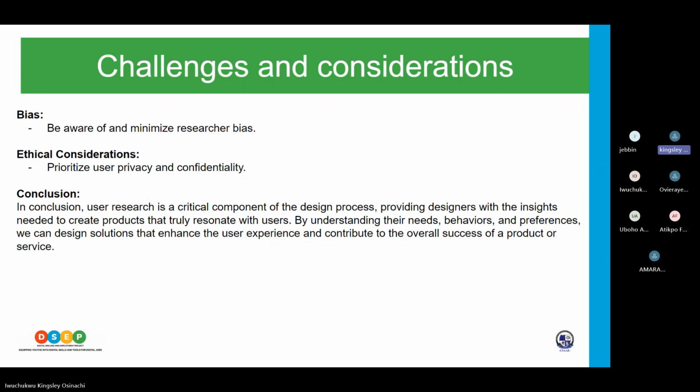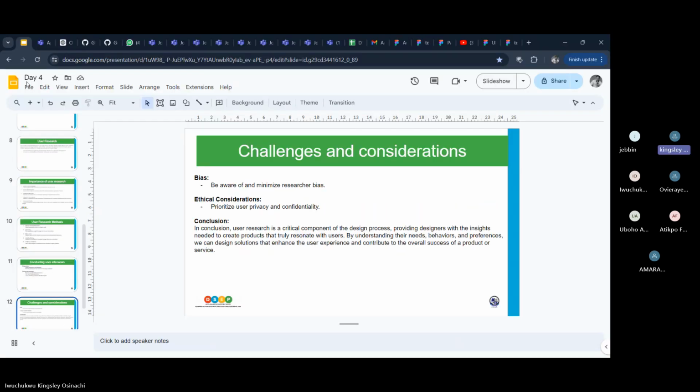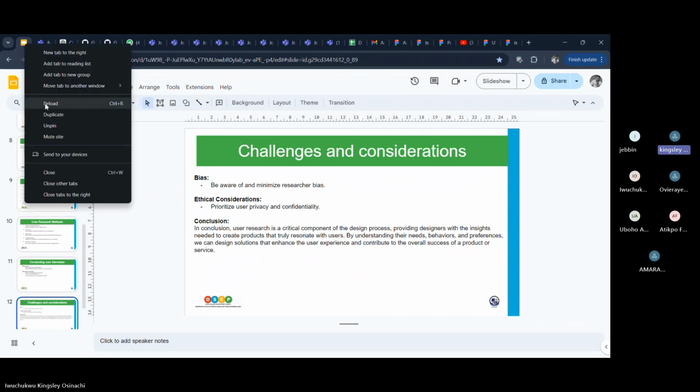Then, challenges and considerations: biases, be aware and minimize them. Research bias. Ethical consideration: prioritize user privacy and confidentiality. So always inform them that their privacy is safe with you, right? Stuff like that. Just try to make them comfortable.